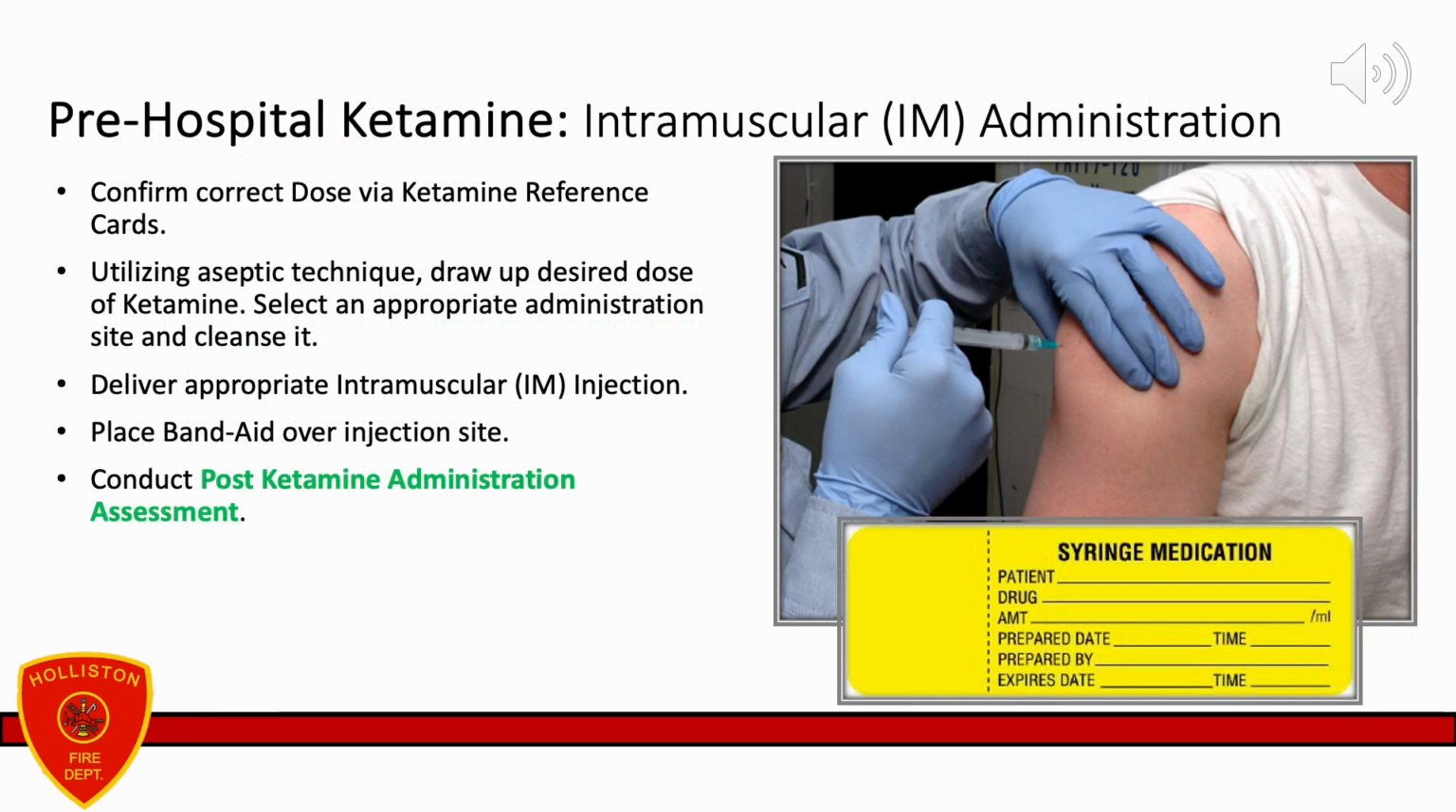Intramuscular is probably the least involved process in preparing the medication. Because we can give it undiluted, it's just pulling it out of the vial into the syringe to the directed dose we want to use, and then delivering it intramuscularly. Same processes apply: a little aseptic technique, a little alcohol wipe of the skin, pinch the muscle, and place the ketamine in. Hold a little bit of gauze over it, and a Band-Aid for any bleeding that may happen, and then do your post-ketamine administration assessment and document your administration and your assessment findings.